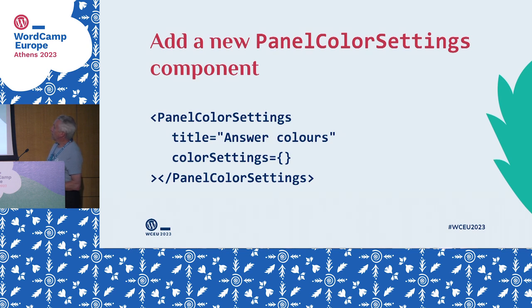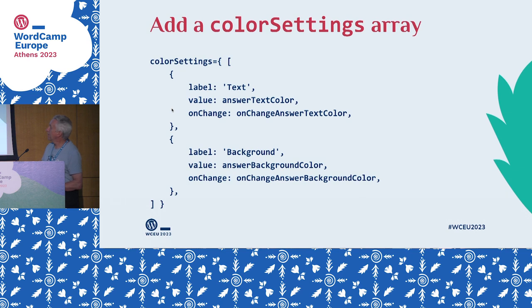Then we're going to add a new panel color setting. So we're going to have two panel color settings in our code. You're going to have your panel body, which contains your category select control, with one panel color settings for the question colors. And just below that, we're going to add a new panel color settings for the answer colors. And then just like the one for the question, you add an array of objects to define the value, which is going to come from the attribute, and an onChange function, which we haven't done yet.